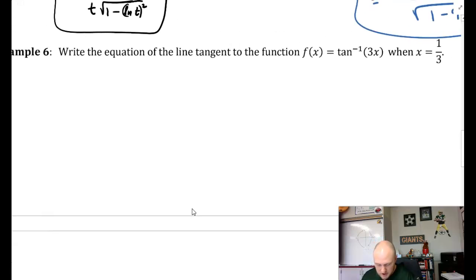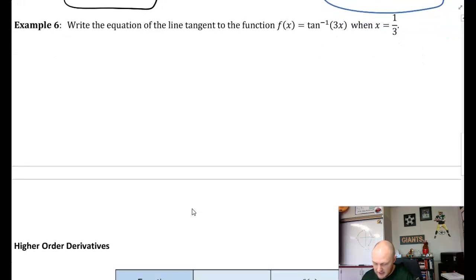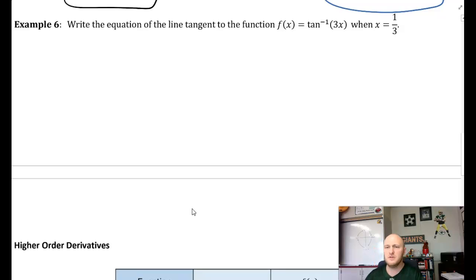The next thing that I want to do with you here is look at example number 6, and that is review writing the equation of a line tangent to the function. And here they give us a function which is defined as arctan of 3x when x is equal to 1/3. So if you're going to go ahead and write the equation of a line, you first need a point. Now I know that my x value is 1/3. They give us this, but I don't know what f of 1/3 is. So let me go ahead and quickly find that.